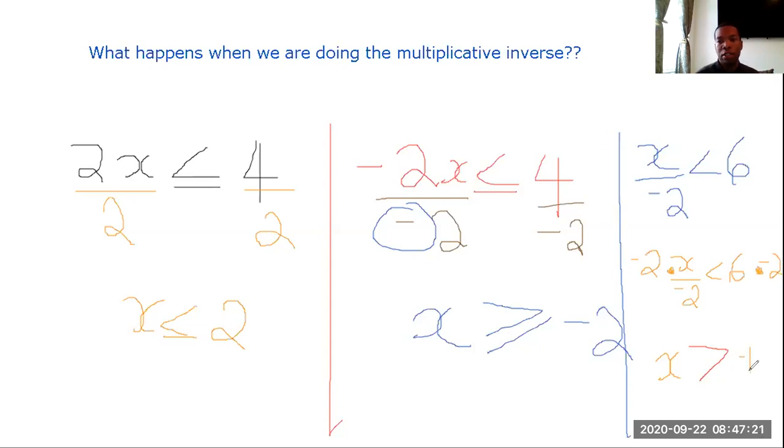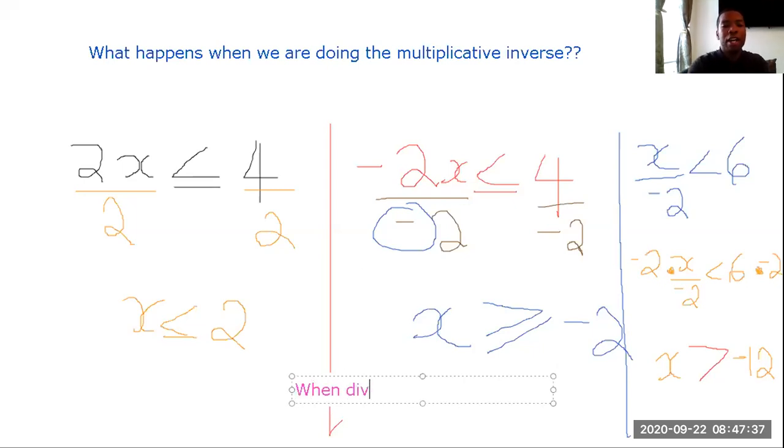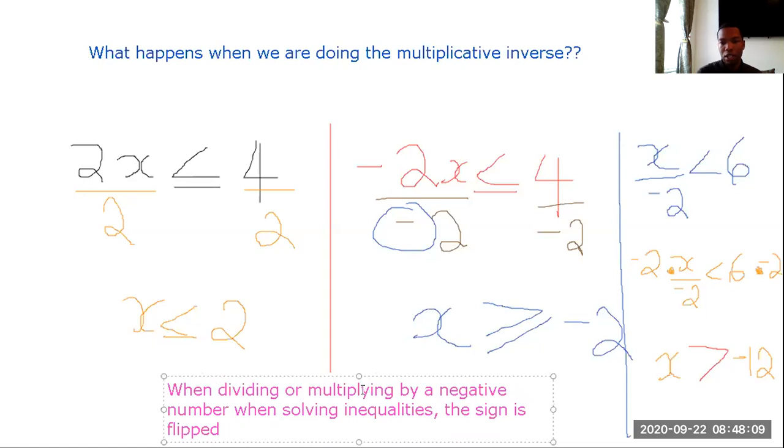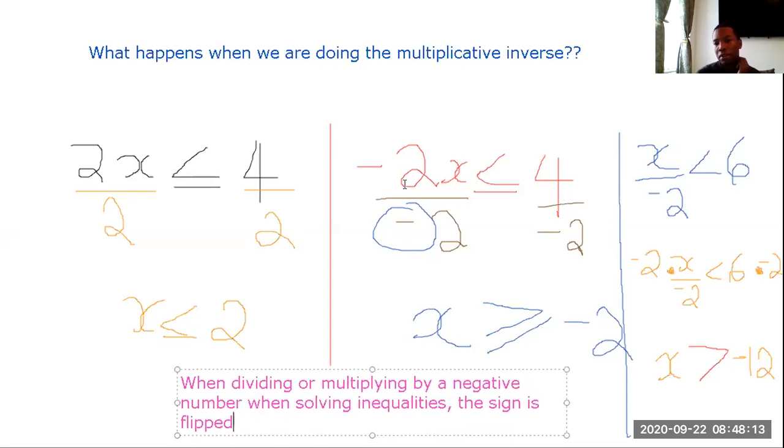So what I want us to take away from this, I'll give us a couple seconds to write that, but I'll put the text down here. When dividing or multiplying by a negative number when solving inequalities, the sign is flipped. So if I multiply or divide by a negative number right here, the sign is flipped. All right, sign is flipped.